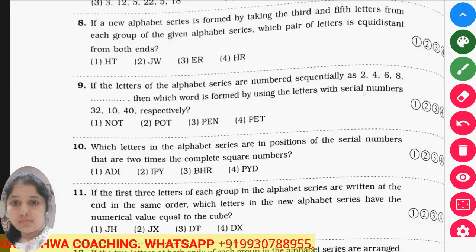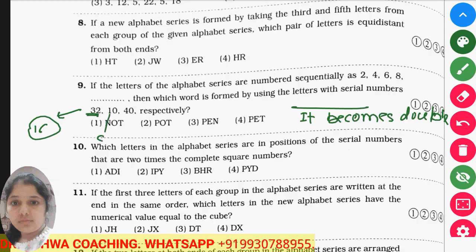If the letters of the alphabet series are numbered as 2, 4, 6, 8, then which word is formed by using the letters with serial numbers 32, 10, 40 respectively? Now see, whatever the previous number each letter has, it becomes double. Okay, so 32 means the letter at position number 16, 10 means the 5th position and 40 means the 20th position.